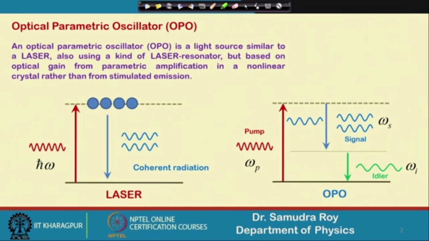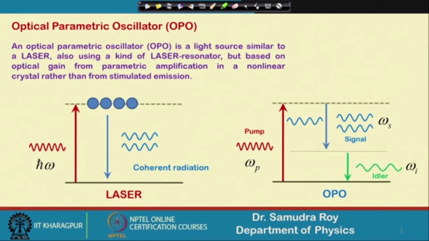In the laser we know that we have a metastable state, and when we excite the system which has a metastable state, we get some kind of gain. So, we have coherent radiation under that, but for the OPO we will get something different.